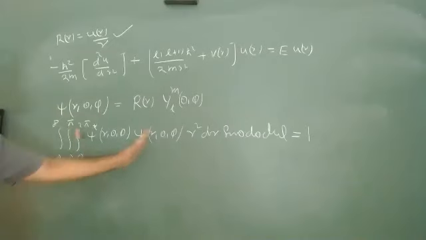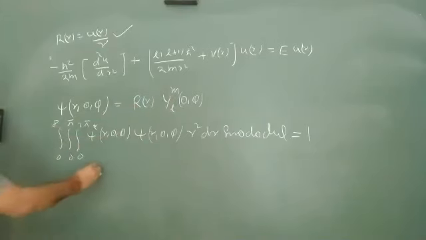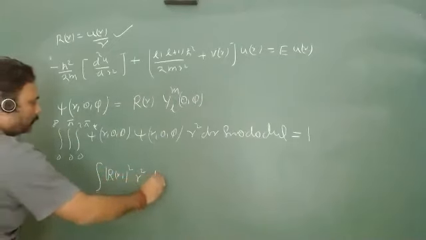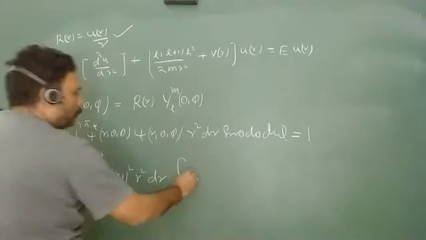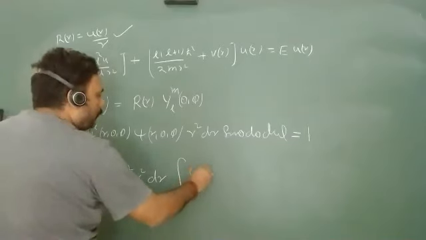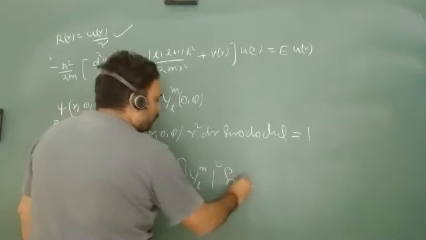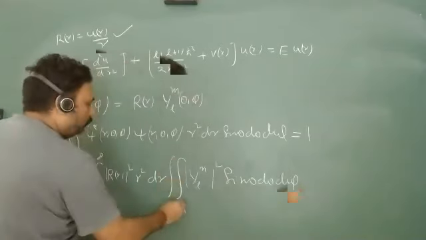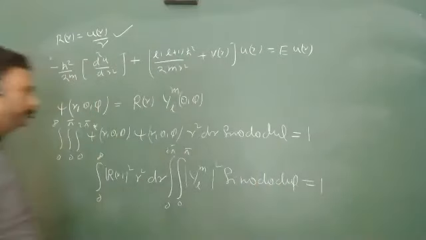Now what we will do, we will just put in the radial part and Y l m theta phi. Then what will happen? Look here. You have mod R square r square dr, I am just collecting the r terms, 0 to infinity, and you have mod Y l m square sine theta d theta d phi, 0 to pi, 0 to 2 pi. This will equal 1.